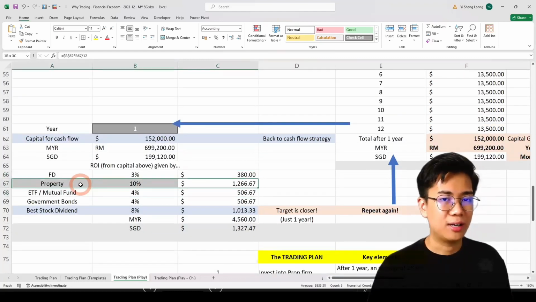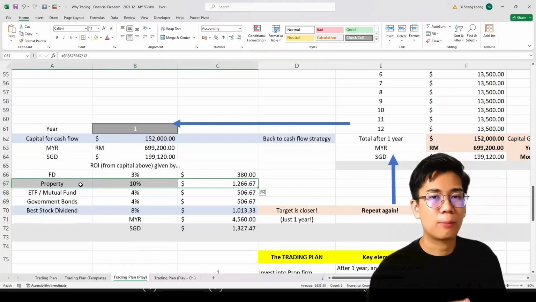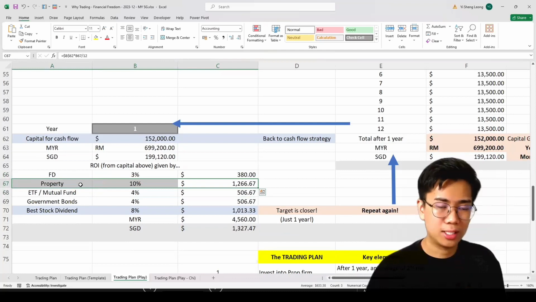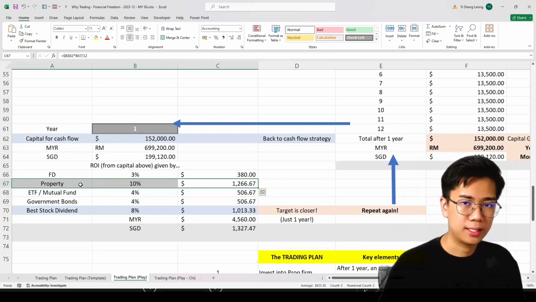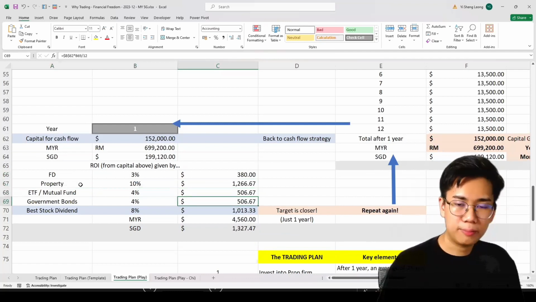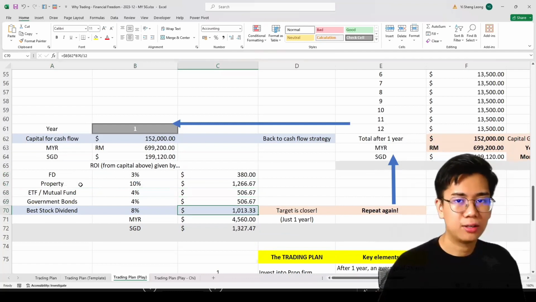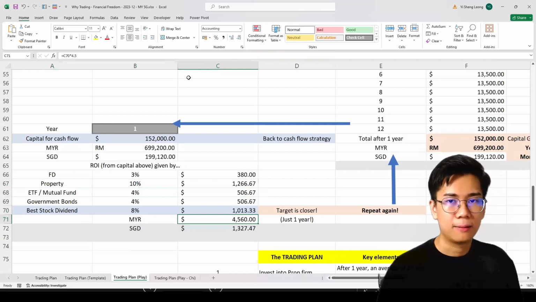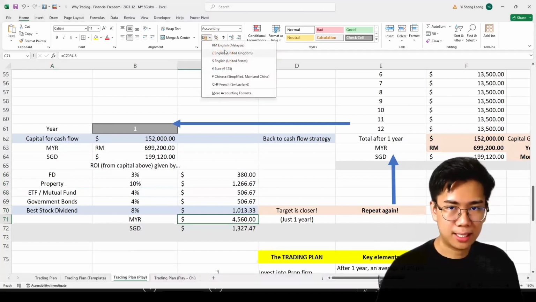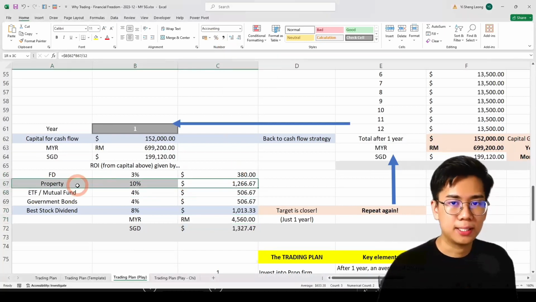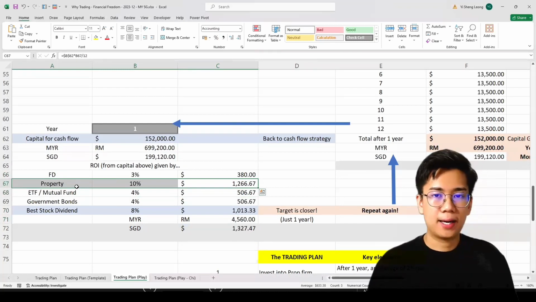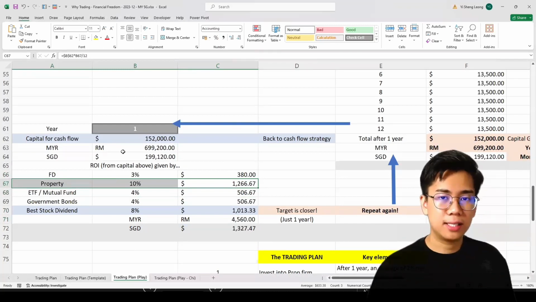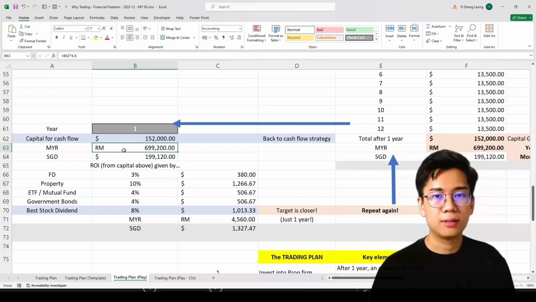You say, oh no, I'm best at buying property, I want to go for property investment, $1,002 profits every single year. You put in a mutual fund, government bonds, you want to buy stocks, up to you. But what I'm saying is that right now, let's say you go to buy property, okay? One year later, you buy 700,000 ringgit worth of property.